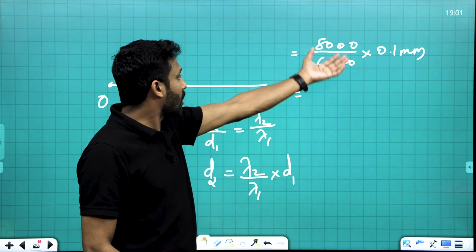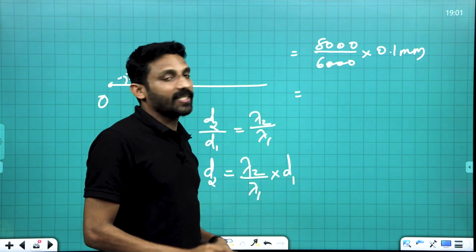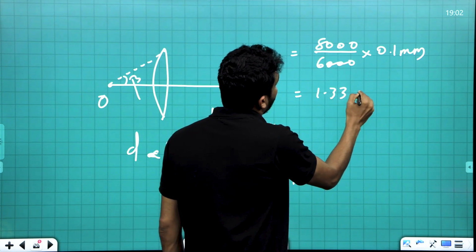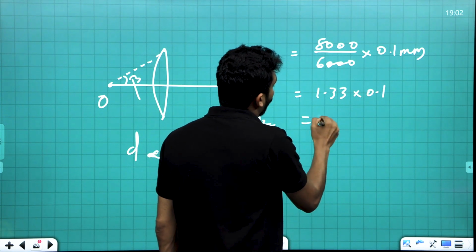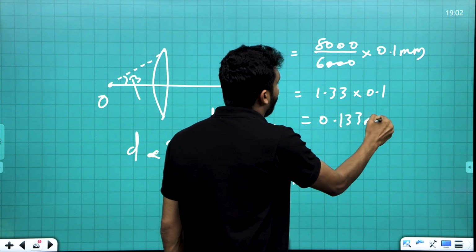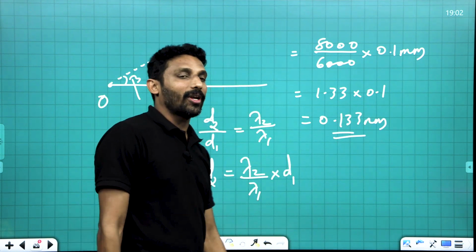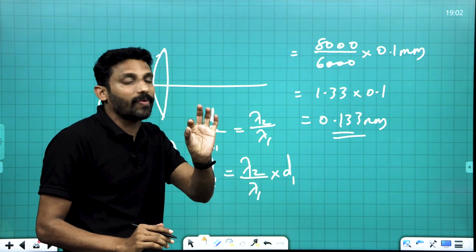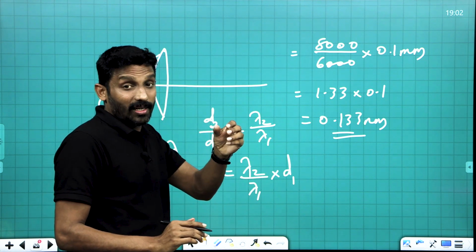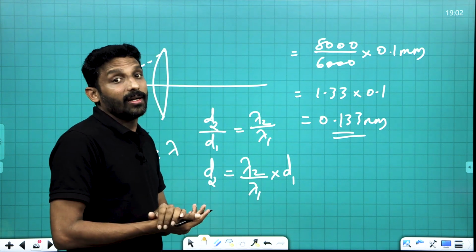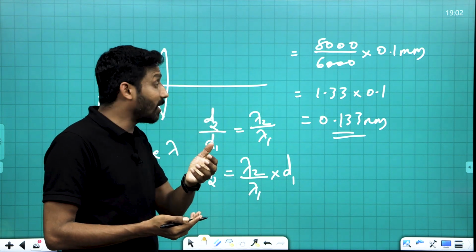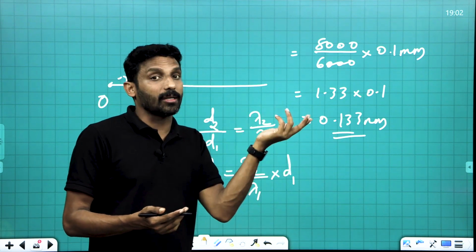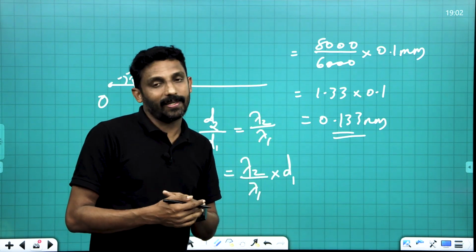That's our problem. Zeros are cut. 8 by 6 is 4 by 3, and 4 by 3 is 1.33. Into 0.1 is 0.133 nm. As lambda increases, the limit of resolution is increased, which means the resolving power is decreased.